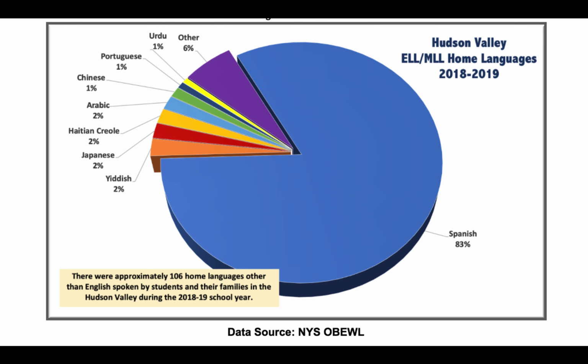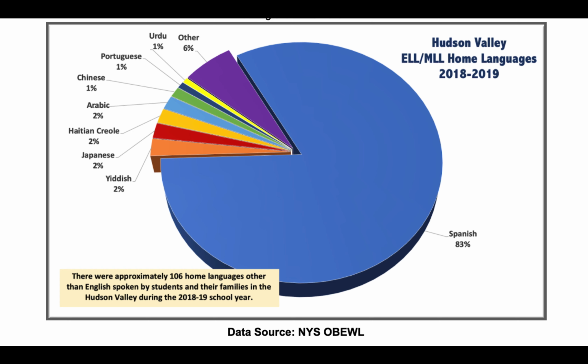Our home languages in the Hudson Valley are really interesting. While Spanish is the most common home language across New York State, it is in the Hudson Valley as well. But it's interesting to point out that we do have many other languages. First, let's start off with that other 6%.